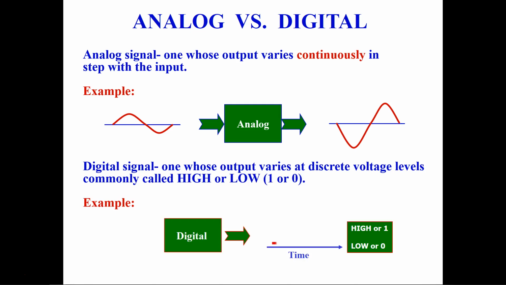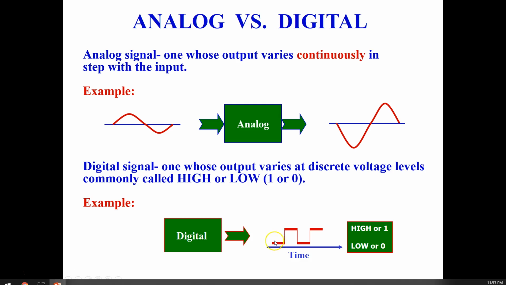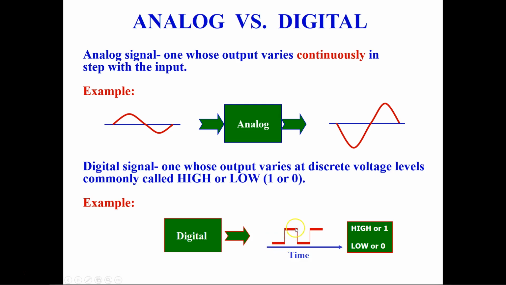Let's first see the digital device. You can see here this is the digital device, and then the output signal is coming out. So you can see how the output varies between high and low. So this is your low and this is your high. So the output basically goes between high and low, or you can say 1 and 0.